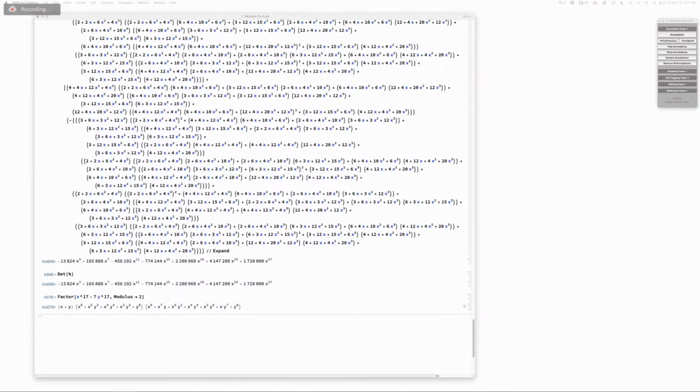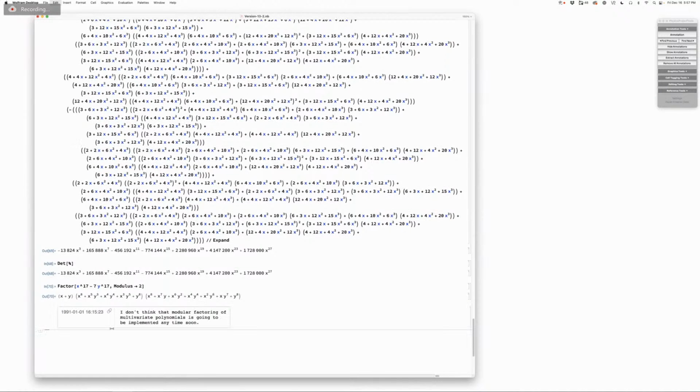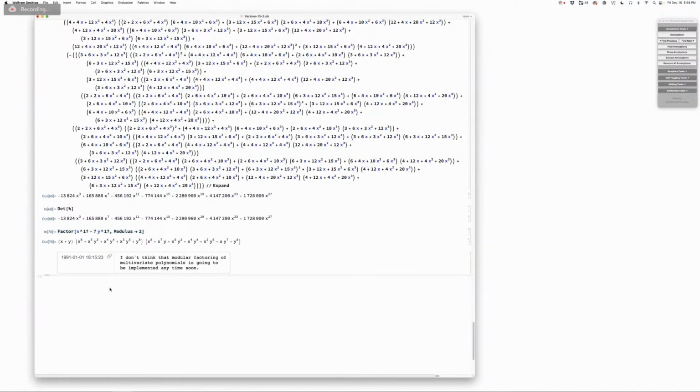But I was kind of amused as we were adding this feature, looking back at our internal bugs database. There's a comment in the bugs database from January 1st, 1991, asking what's happening with polynomial factoring of multivariate polynomials over finite fields, and somebody responds, I don't think the modular factoring is going to be implemented anytime soon. Well, in 1991, they were right, but soon has expired. 2022 is here, and almost gone even. And there we are with multivariate polynomial factoring over finite fields, now implemented in version 13.2.